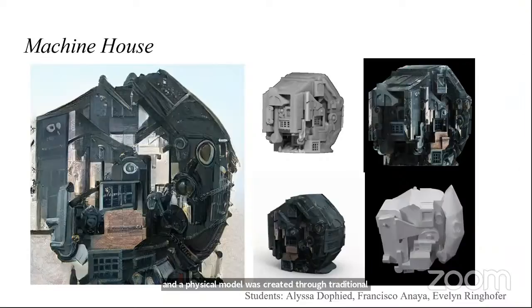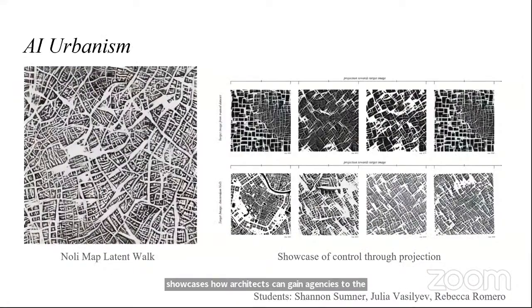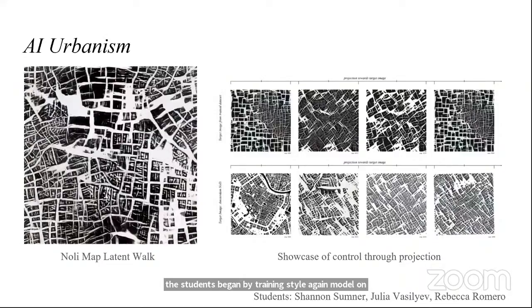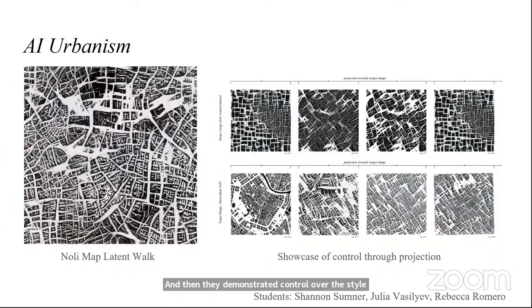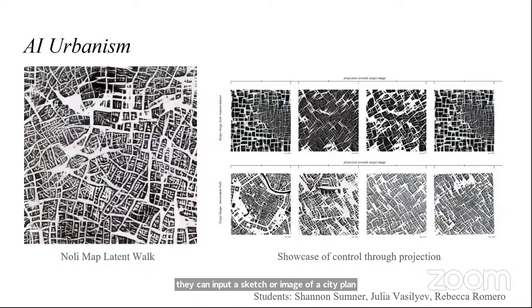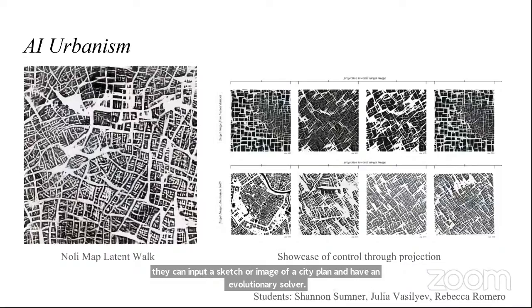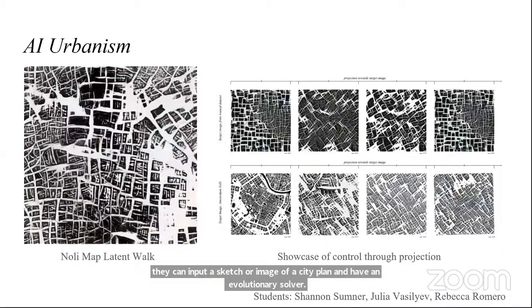The next project is entitled AI Urbanism. It showcases how architects can gain agency through the intentional layering of highly democratized neural nets, specifically StyleGAN and style transfer. So the students began by training a StyleGAN model on over 1,000 Nolli maps at a variety of scales. And then they demonstrated control over the StyleGAN model through a process called projection, in which they can input a sketch or image of a city plan and have an evolutionary solver find similar images within the latent space, sort of like a quasi-pix2pix.